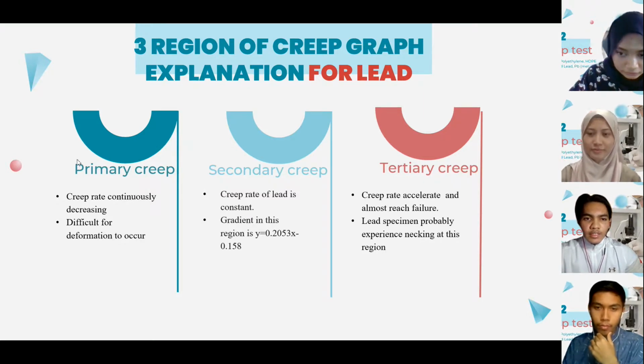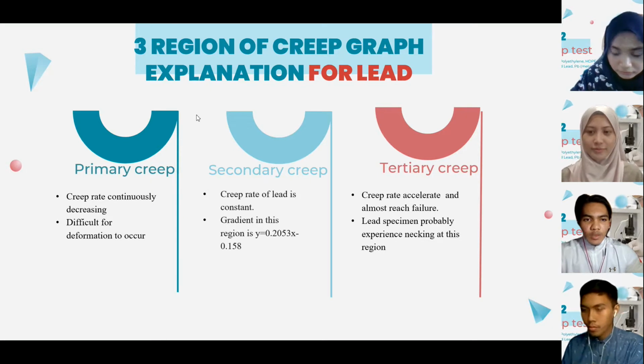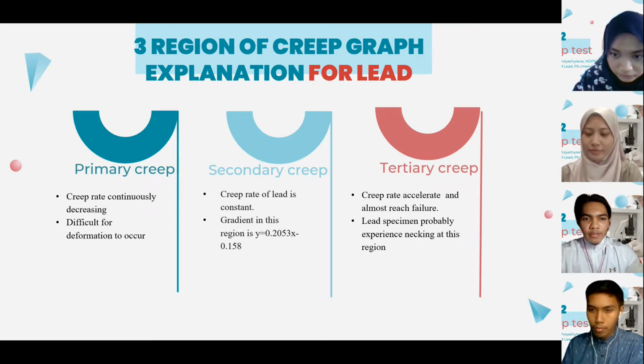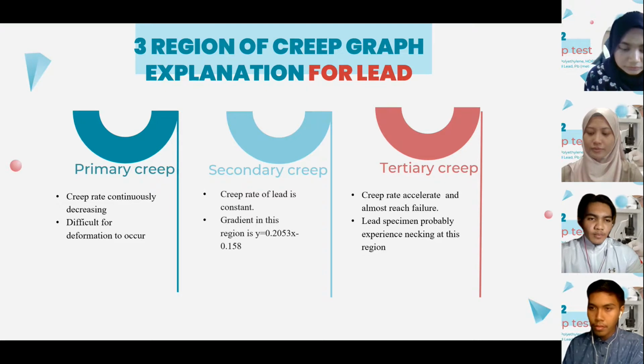In this region, it almost reaches failure where the creep rate accelerates. This is because the grain boundaries of lead separate, and internal cracks, cavities, and voids form. At this point, lead probably experiences necking. Next.